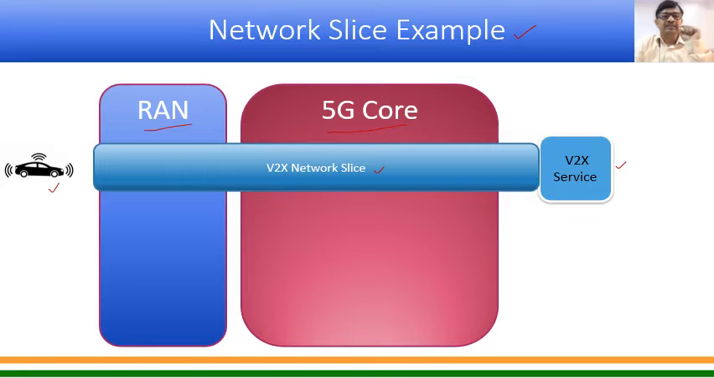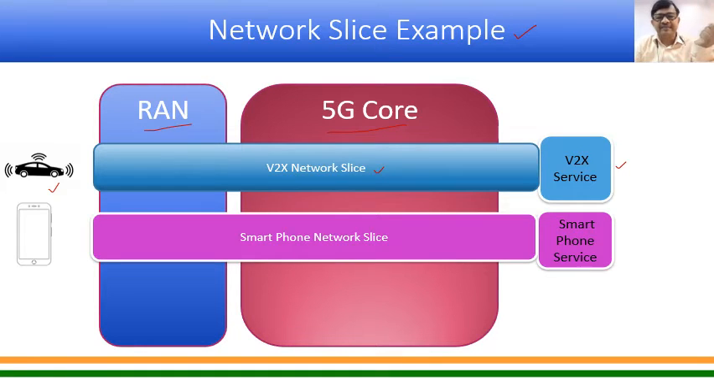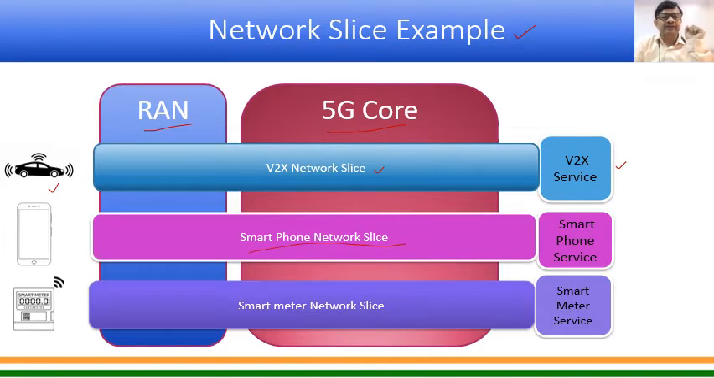Similarly, within the same physical infrastructure of the 5G network, I can have another slice which we may call a smartphone network slice, and we may also have, say, a smart meter network slice. So I can have n number of network slices offering different services, and different quality of service requirements will be supported in each particular slice.